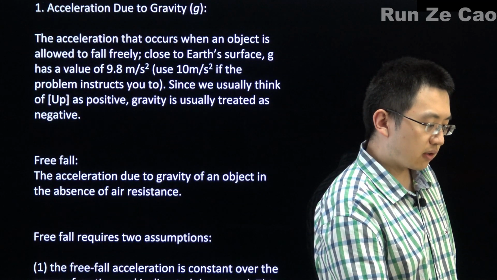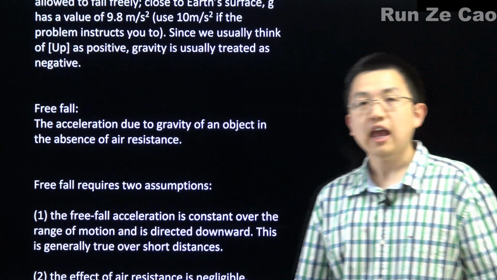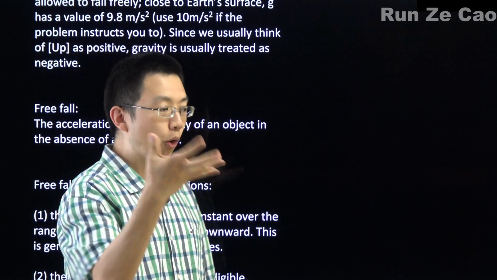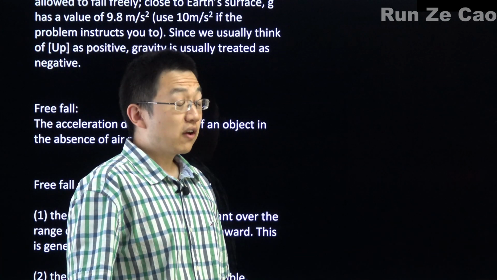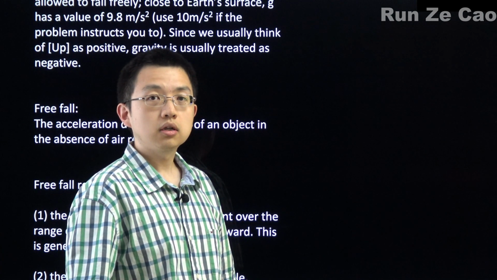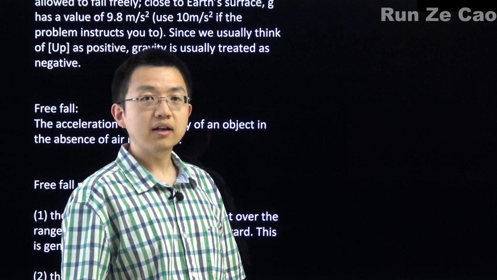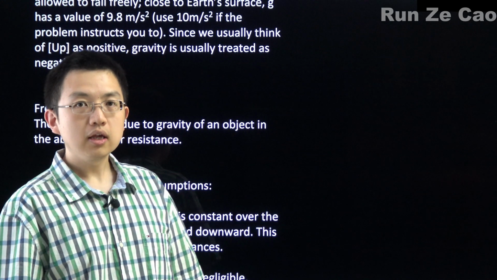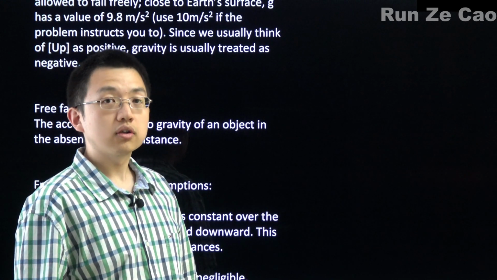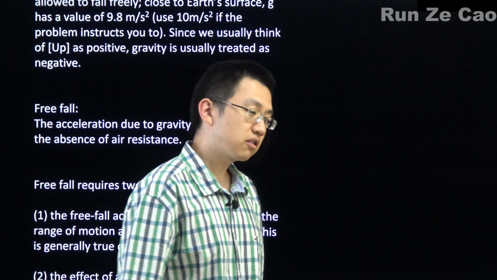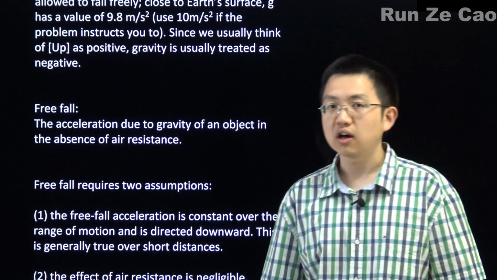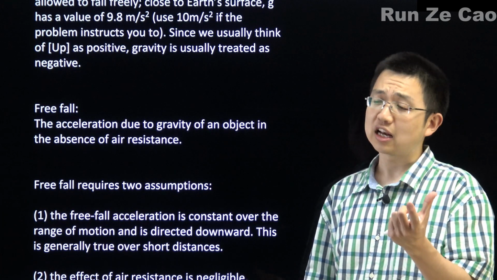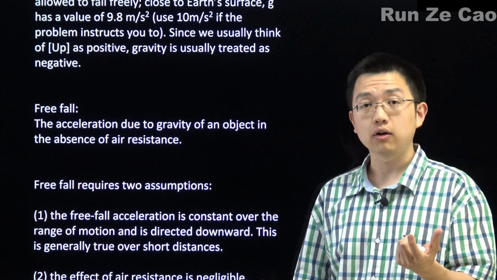Free fall is the acceleration due to gravity of an object in the absence of air resistance. If we let go of a feather compared to letting go of a bowling ball, the feather obviously falls much slower. In fact, for a very long time, people thought that lighter objects fell slower than heavier objects, according to Aristotle's thought. There's a problem with Aristotelian thought: what happens if you chain a light ball and a heavy ball together?